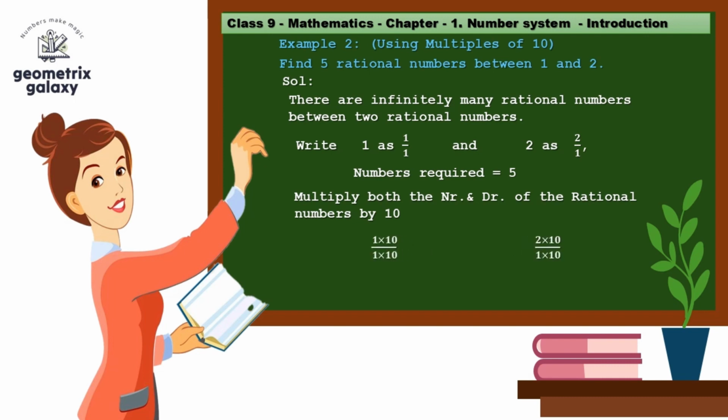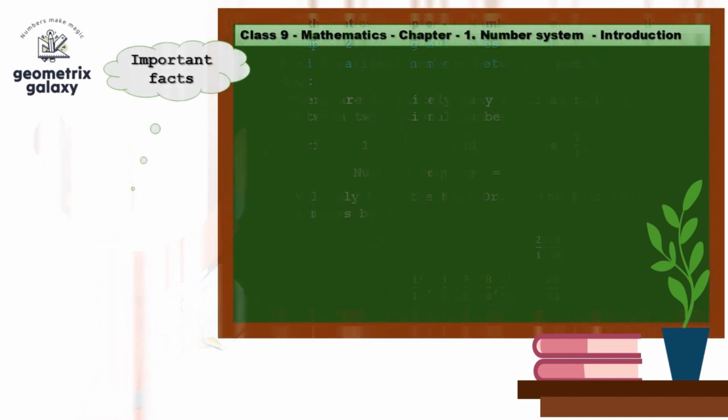So we choose 10. So we are multiplying the numerator and denominator by only 10. So 1 by 1, if multiplied by 10 in the numerator and denominator, we will get 10 by 10. So 2 by 1, if multiplied by 10 in the numerator and in the denominator, then we will get 20 by 10. So we will have numbers like 11 by 10, 12 by 10, 13 by 10, 14 by 10, etc. up to 19 by 10. So we need here only 5 numbers. We can take any 5 numbers here. So I have chosen 11 by 10, 13 by 10, 15 by 10, 18 by 10 and 19 by 10.